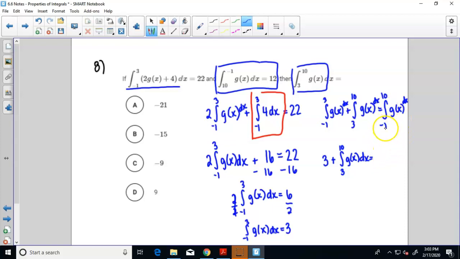So the integral from negative 1 to 10, what is it going to equal? It's going to be negative 12. And why negative instead of positive? The interval is flipped there. So negative 1 to 10 is going to be the opposite of 12, so we get negative 12. So now if we just subtract the 3, our integral from 3 to 10 of g of x dx is going to equal negative 15. And that is D.